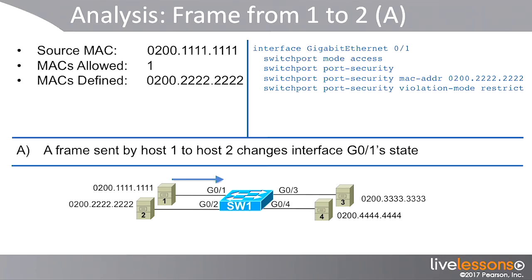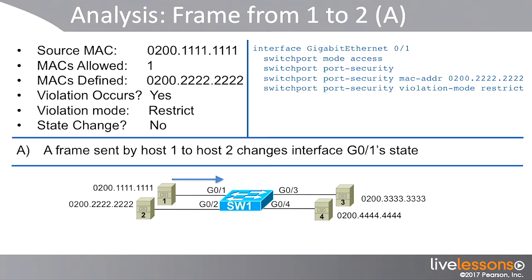And the specific MAC that's defined is 0200.2222.2222, which is indeed specifically defined on the right. Translated, we allow only one, we've defined it, but it's not the source MAC of the frame. So a violation has indeed occurred. However, notice the violation mode is set to restrict. And in violation mode restrict, the switch does not change the interface state to error disabled. It leaves it as up.